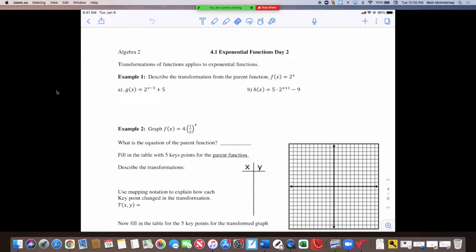Right, so what we're going to do now is look at transformations of exponential functions. Looking at example 1, it says describe the transformation from the parent function f of x equals 2 to the x. So I'm going to pause a moment and I want you to try letter A. Look at what you see. The parent function is in fact 2 to the x.